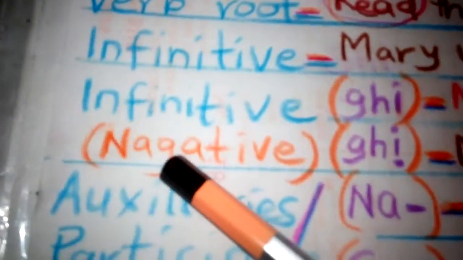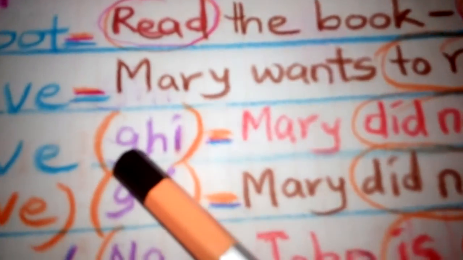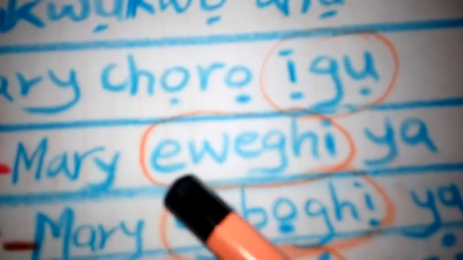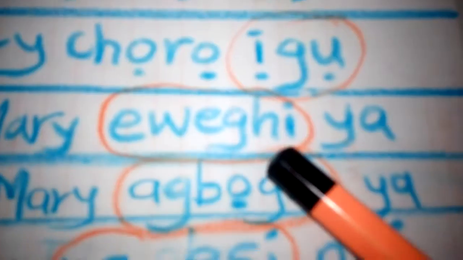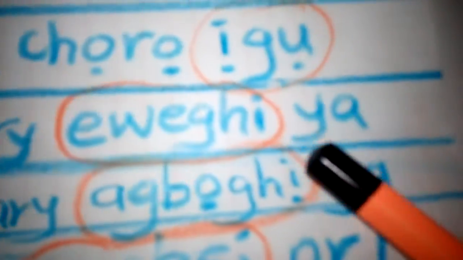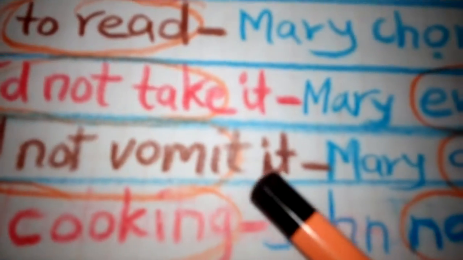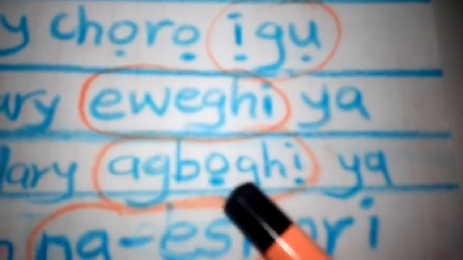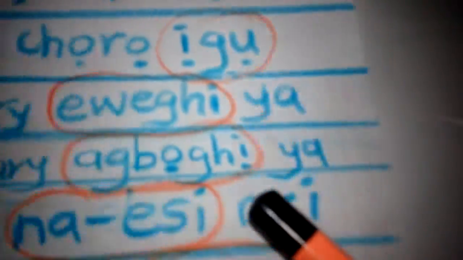Negative infinitive: re or a group. Mary did not take it: Mary weyi. Ye is negative. Negative a: Mary did not vomit it, Mary aboyi. That's our a group, so that's why I put a here. Aboyi.